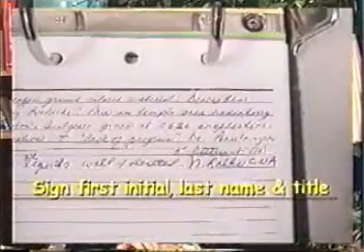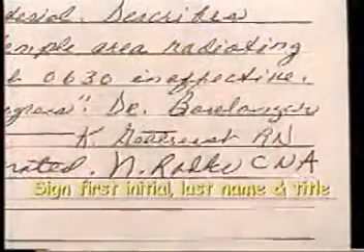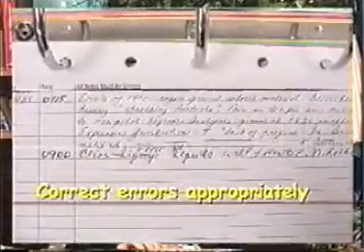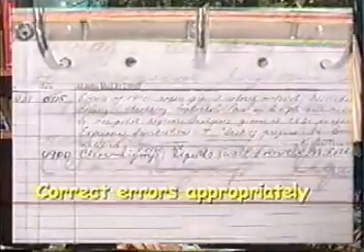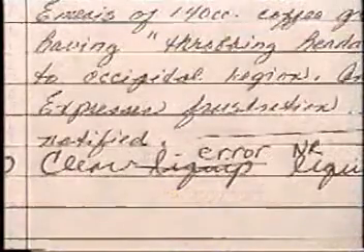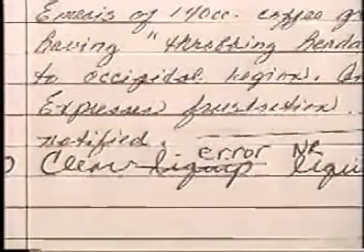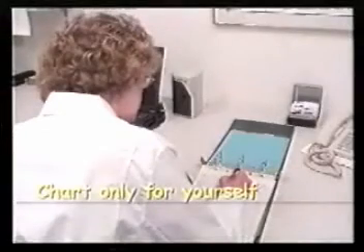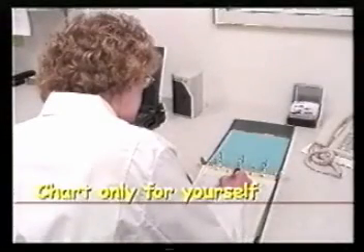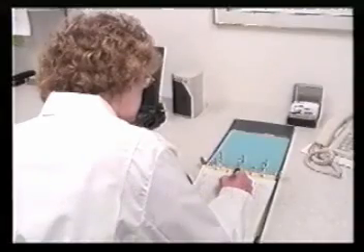Always sign each entry utilizing your first initial, last name, and your title. Never erase or use any whiteout on an error. Draw one single line through the mistake, so that it can still be seen, and write the word error above it and include your initials. Only chart what you have done yourself. You would never chart for someone else or ask someone else to chart for you.